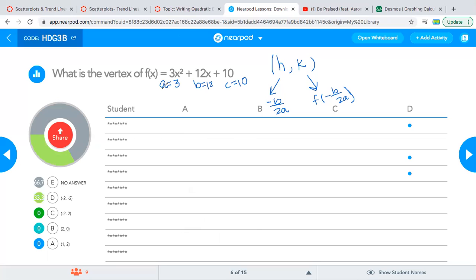All right, at this point, everyone should have at least the X value done. With the X value or the Y value? Y value. Okay, so to find the X value, you should use negative B over 2A. You should have identified your A, B, and C. So negative 12 over 2 times 3.